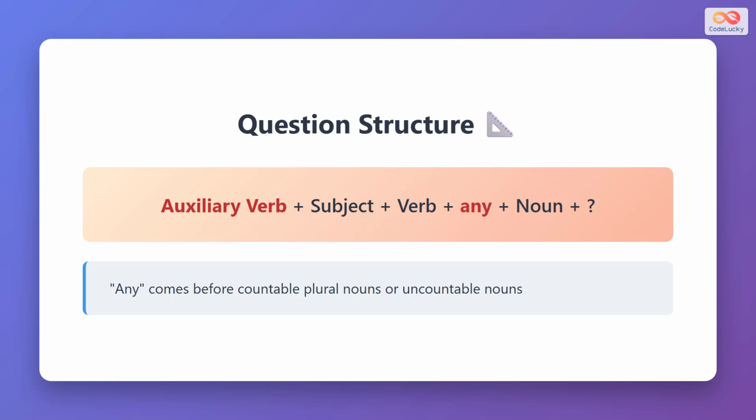Questions with "any" follow this pattern: auxiliary verb plus subject plus main verb plus "any" plus noun plus question mark. The auxiliary verb is do, does, is, are, or other helping verbs. "Any" always comes before the noun, whether it is countable plural like "questions" or uncountable like "milk".